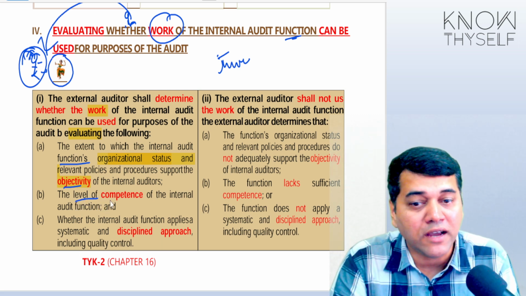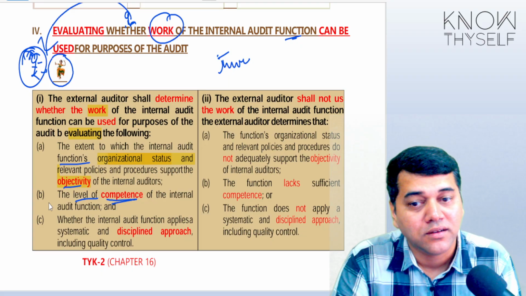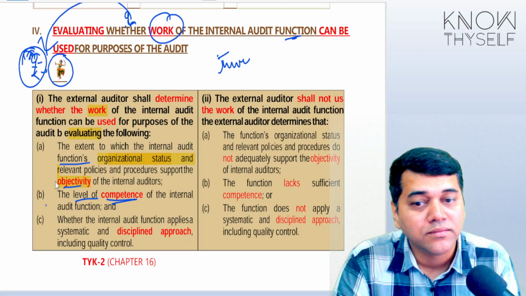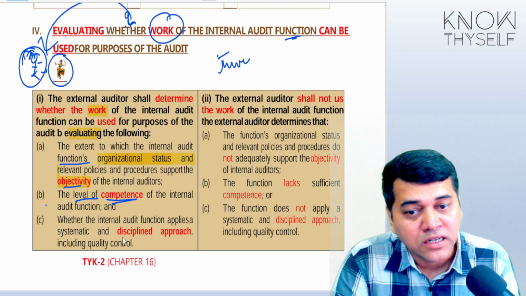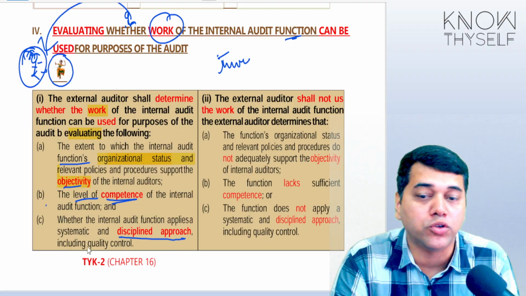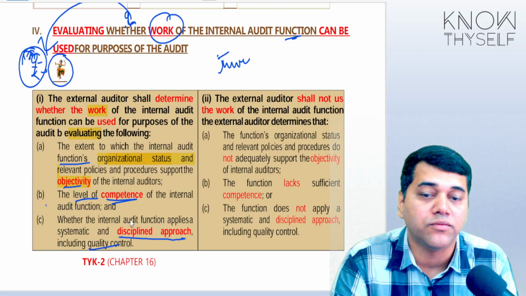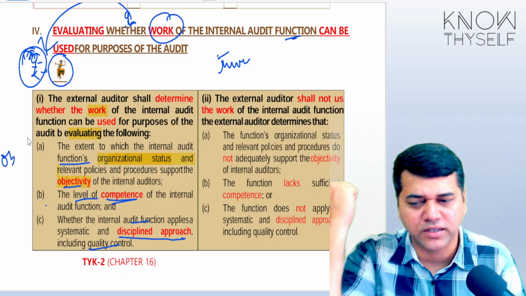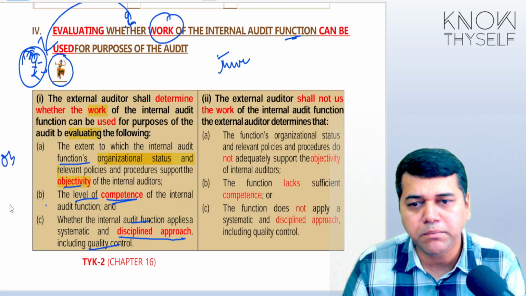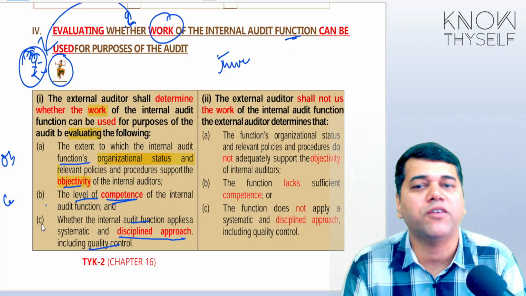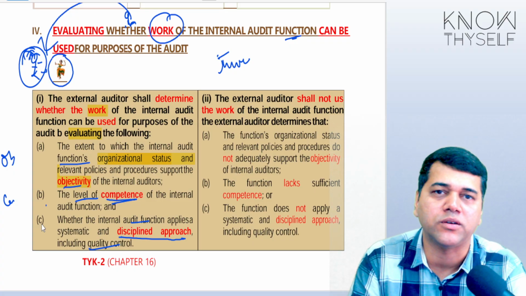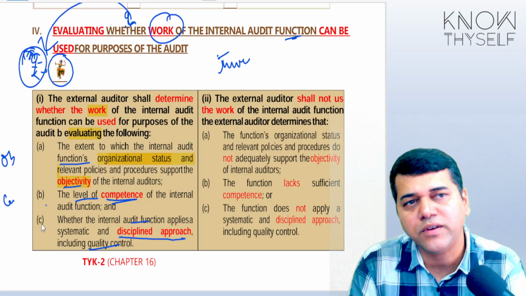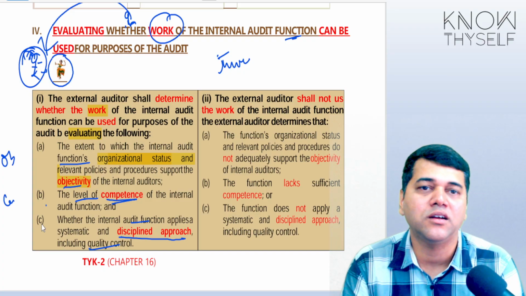Second, do they have the level of competence? Vidura and Vikarna. And third, do they have a disciplined approach, including quality control? See, somebody can be very objective, students. Please understand, somebody can be very competent. Like, for example, I give you another example of a doctor. You see some instances where doctors drink and come to the hospital.